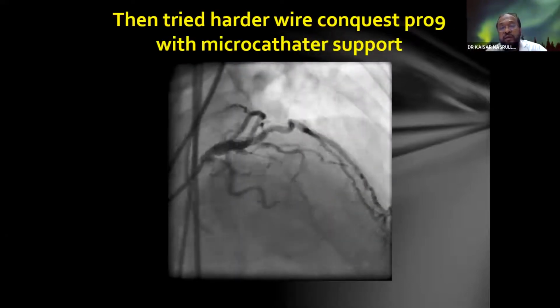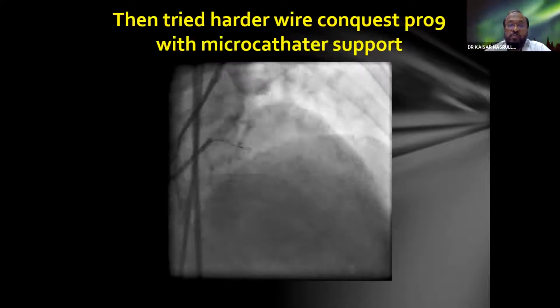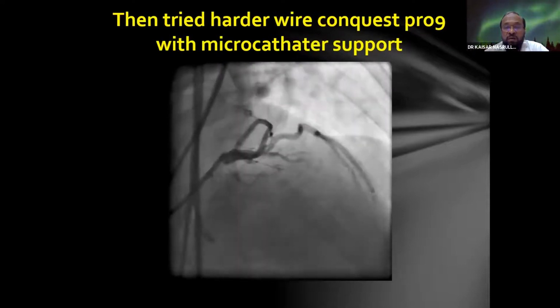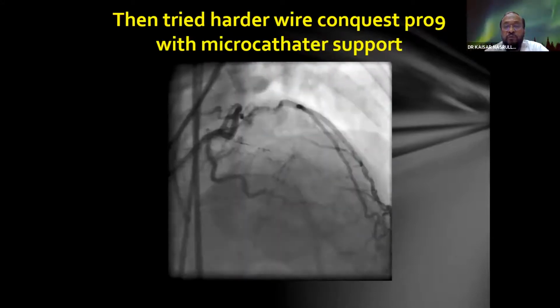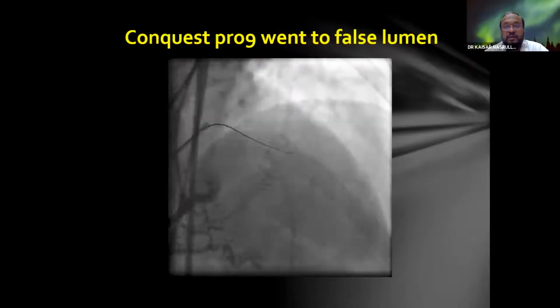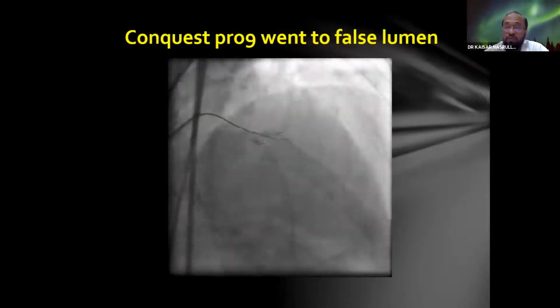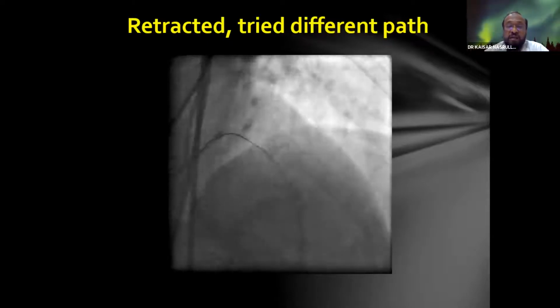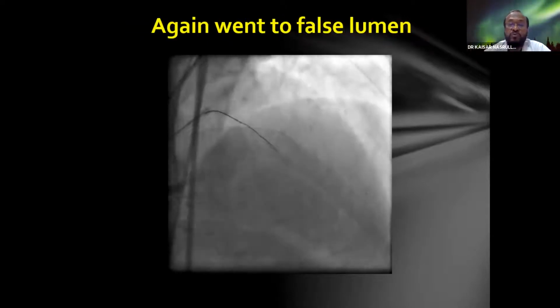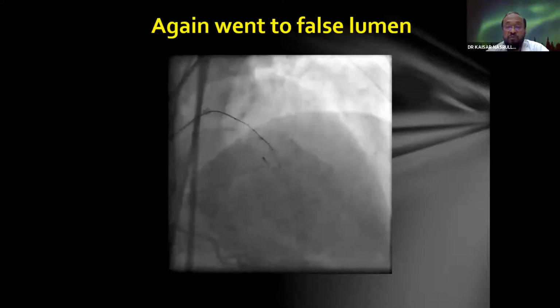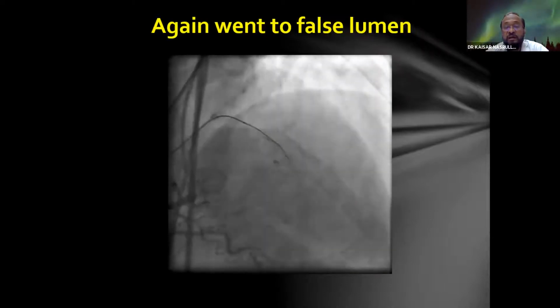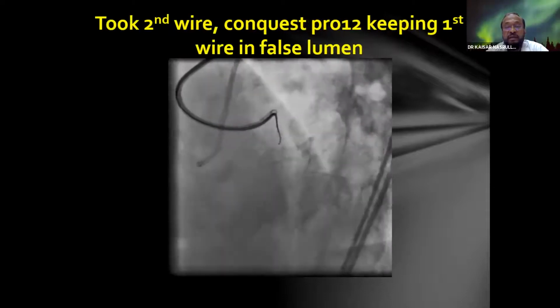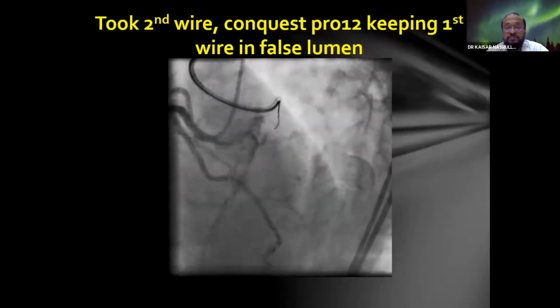Then I took a Conquest Pro 9 wire through microcatheter support, but unfortunately it went to a false channel. So again, I pulled the wire out and tried to get the true lumen, but unfortunately again it went to the false lumen. You can see the wire is out of the lumen. So I kept the Conquest Pro 9 wire there and took a second Conquest Pro 12 wire.